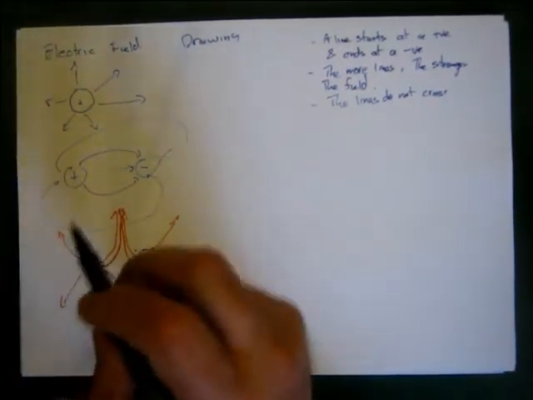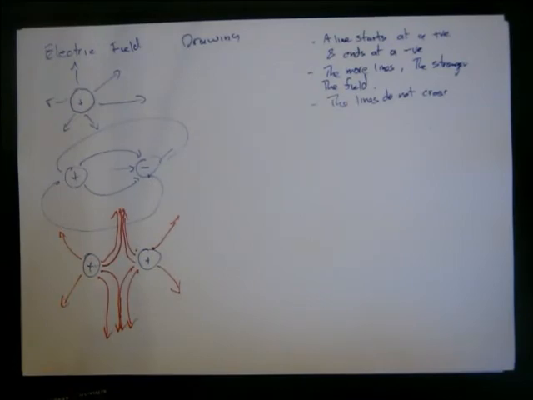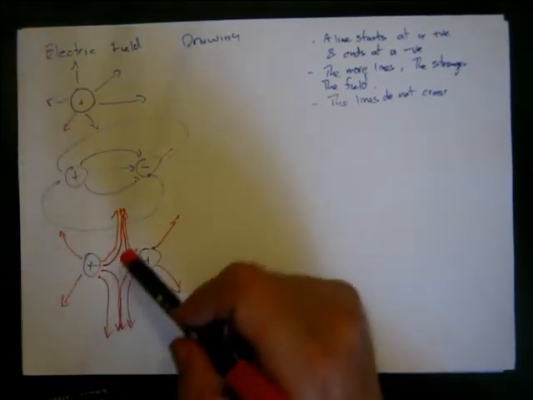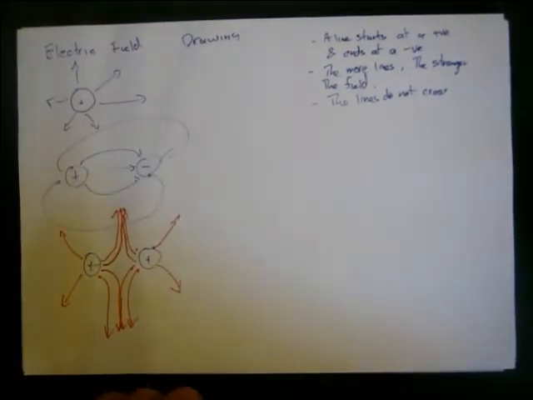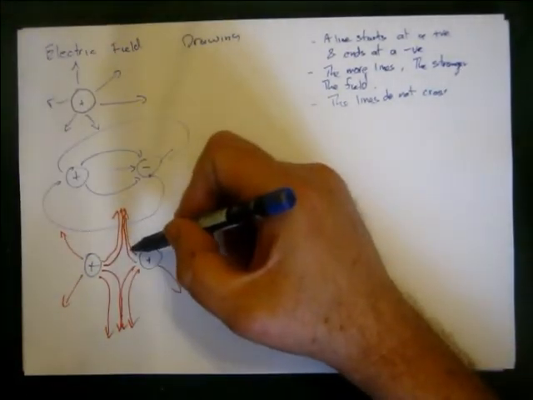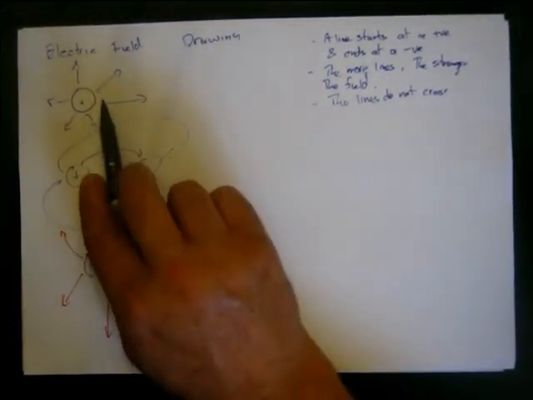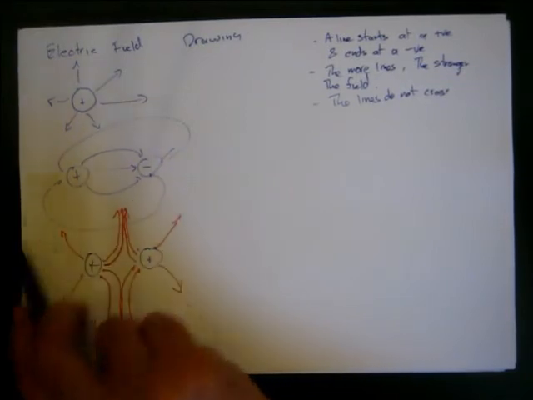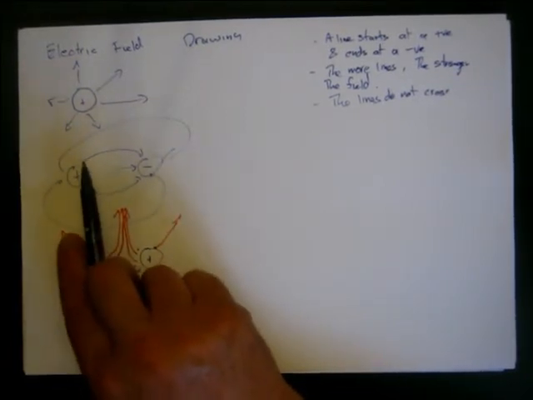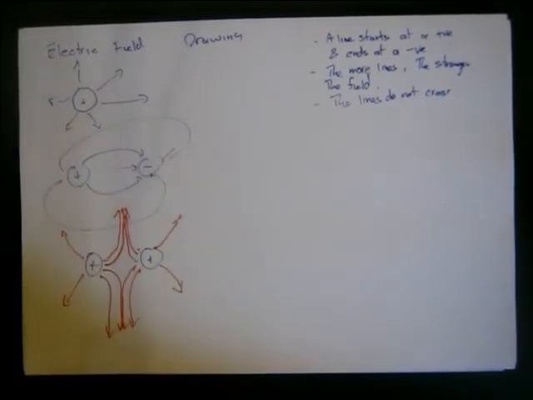And the thing about these lines is if I was to drop a test charge on here, the test charge would actually follow these lines. So if I was to put a proton here, the proton would follow that line as it went away. If I put a proton here, it would follow that line as it went away. If I put a proton here, it would go from there, around there, until it hits there.